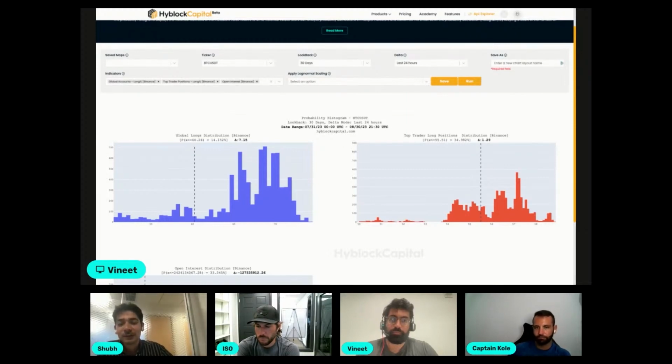Vineet will dive more into that, but what we try to capture is the frequency at different values of that indicator. How often was it at 50%? How often was it at 55? How often was it at 60%? That gives you an idea of whether the current value is an outlier, because every indicator has its own pattern and its own distribution. If it's at a value that hasn't occurred in the past, the histogram makes that easier to visualize.